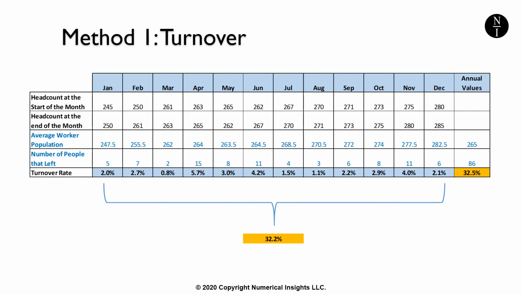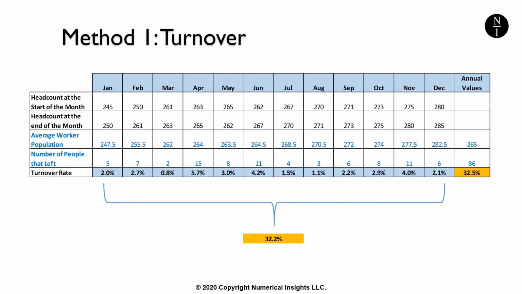There's one more challenge with this method, which is quite significant. If you were to present the monthly turnover values and yearly turnover values, you would discover that adding 12 monthly values doesn't equal the same number as the annual calculated value using the formula.